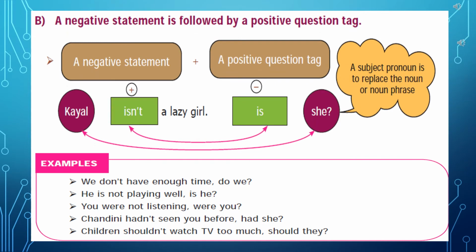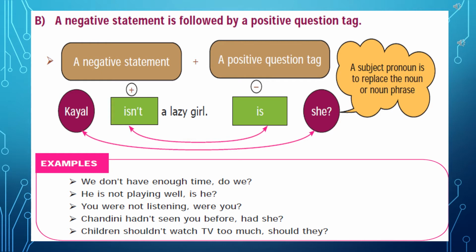First one, we don't have enough time. The don't says it's a negative statement. So we have to make it into a positive question tag asking us, do we? The next sentence, he is not playing well. The word not says it is a negative statement. So we have to make it into a positive question tag. He is not playing well, is he?